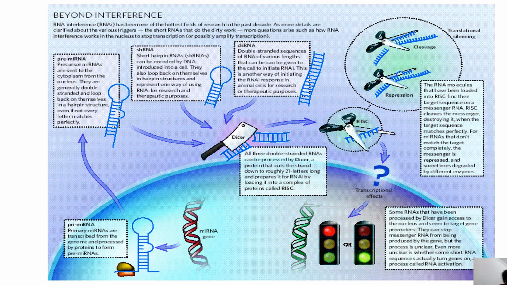Some RNAs that have been processed by Dicer gain access to the nucleus and seem to target gene promoters. They can stop messenger RNA from being produced by the gene, but the process is unclear. Even more unclear is whether some short RNA sequences actually turn genes on, a process called RNA activation. Then primary miRNAs are transcribed from the genome and processed by proteins to form pre-miRNAs.